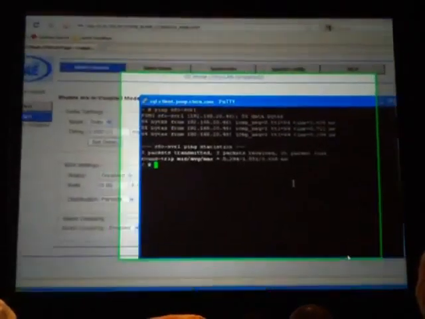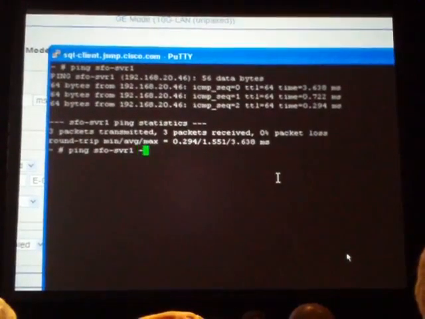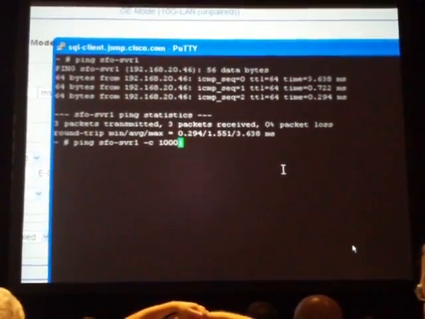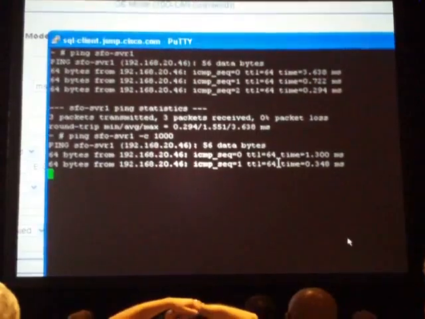And you can see that it's basically less than a millisecond. So they're literally, in effect, kind of sitting beside one another, so to speak.